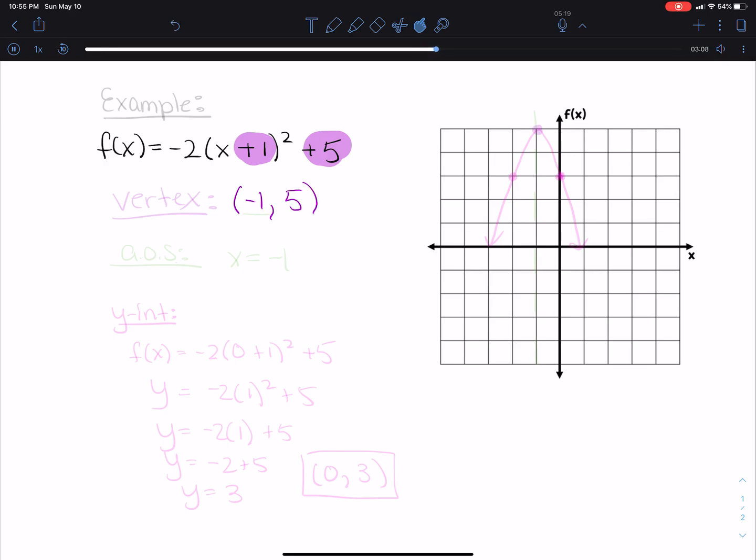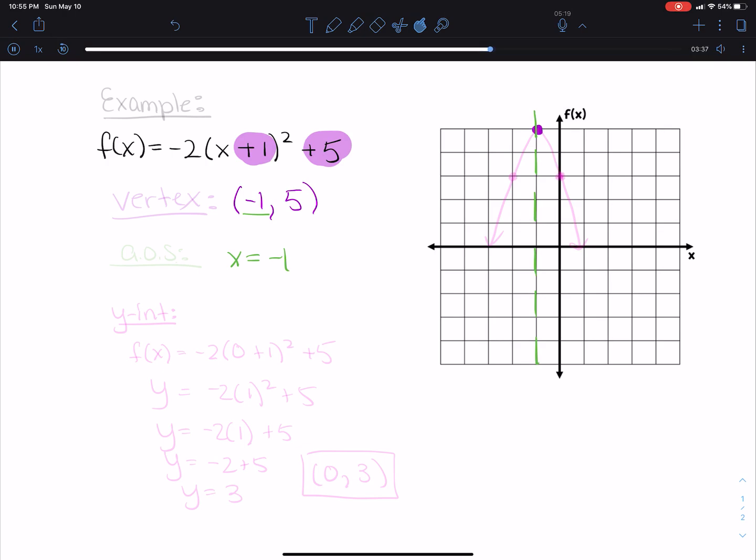So if I plot my vertex, it's at (-1, 5). So my vertex is all the way up here. And then we're going to plot our axis of symmetry. We're going to draw our line of axis of symmetry. So the axis of symmetry is x equals the x of my vertex, which is -1. So we're going to draw a dashed line straight down through our vertex.